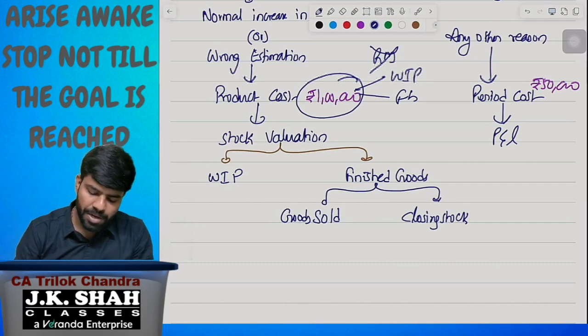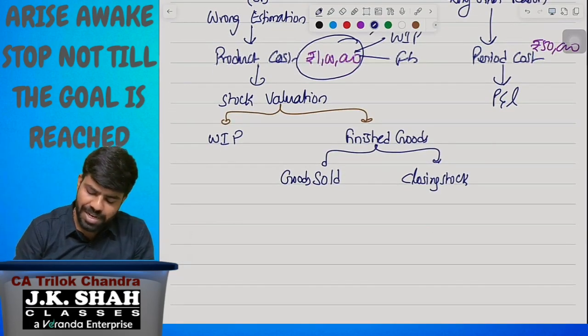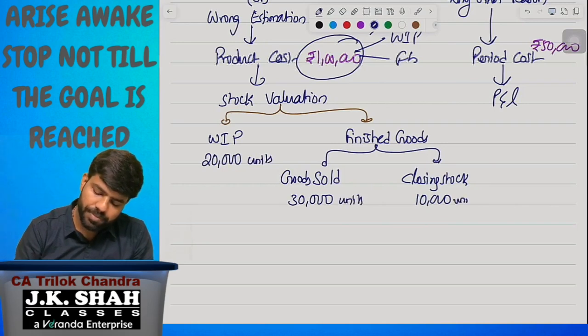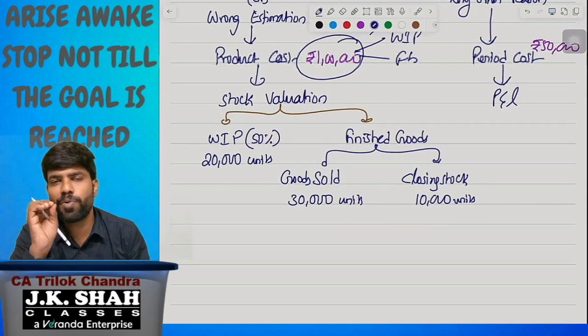Let me take an example. First let me write the goods sold. Just an example I am taking: the number of units sold is 30,000. Closing stock of finished goods is 10,000. Whereas work in progress is 20,000 units. Everything is in units. Work in progress is 50% completed.